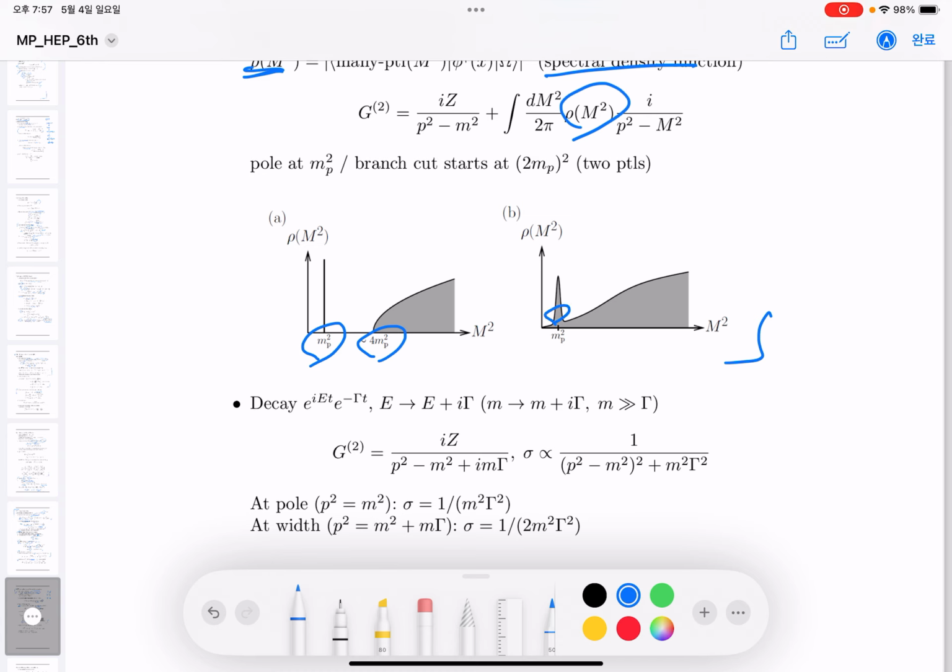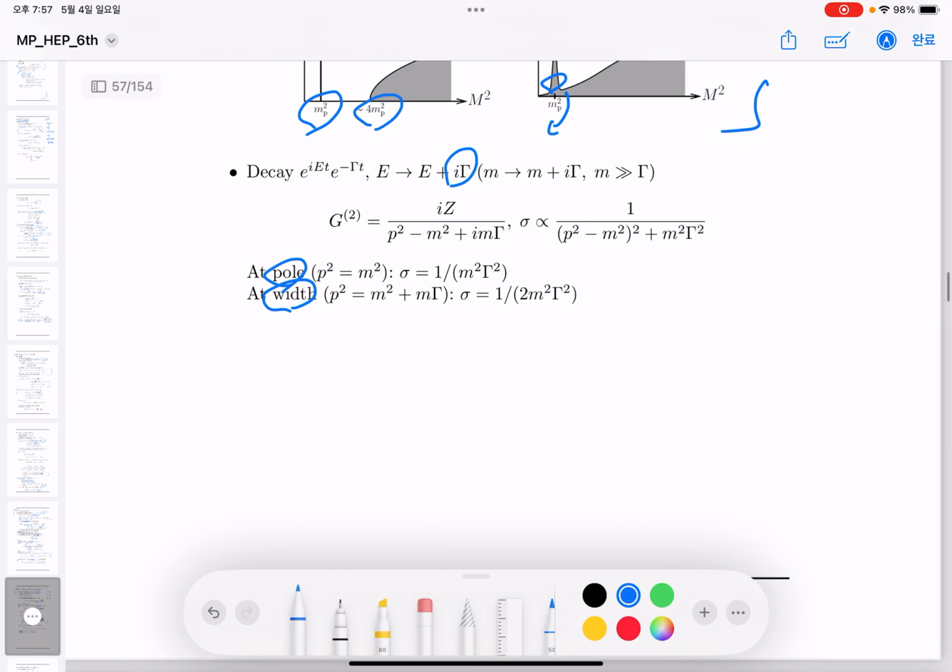And some width near the poles, corresponding to the imaginary part of the pole, corresponds to the decay rate here.